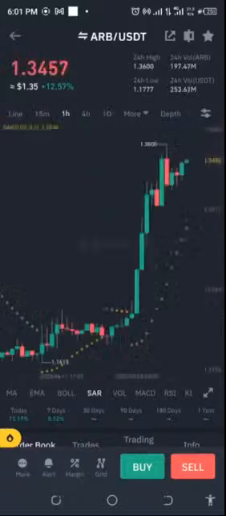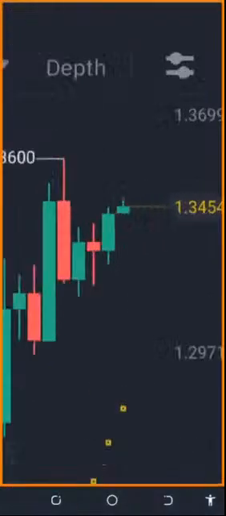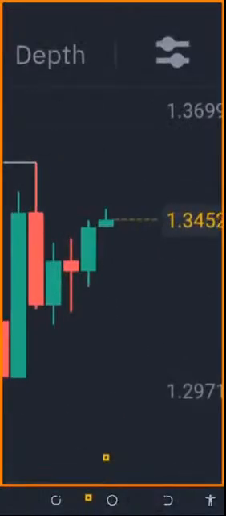Let's look at the 1-hour chart. Okay, so I'm seeing that it's been pumping. It was actually going up and down for a while. It was in this green candle. The previous one was actually a red candle, and now it's already going up. Well, let's see how it is.